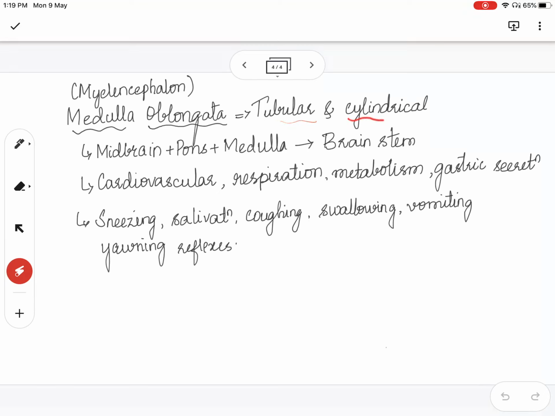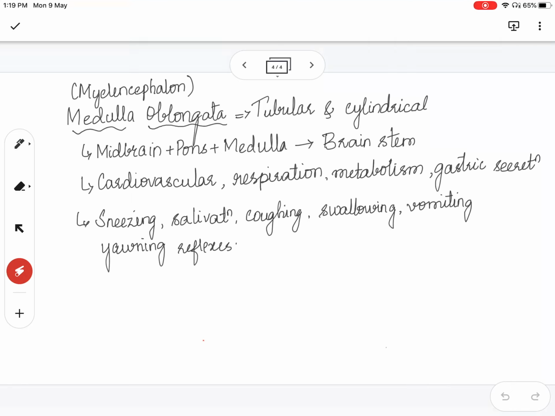Now what shape is it? It is tubular and cylindrical. In the form of statements they can give questions, so I've given certain points here: tubular and cylindrical in shape. Medulla forms part of the brainstem, which is also very important. Here midbrain, pons and medulla. The exception is which one? Cerebellum. Questions on this have also come. Which forms the brainstem? Midbrain, pons and medulla. The exception is which one? Cerebellum.